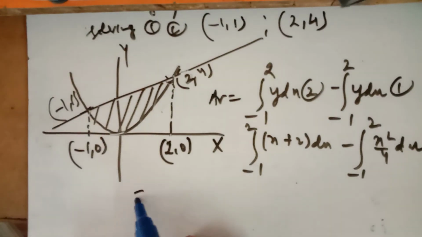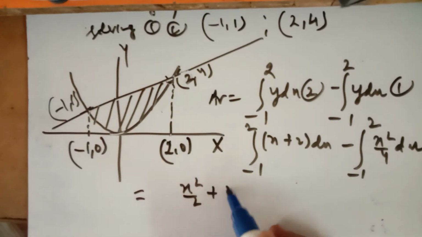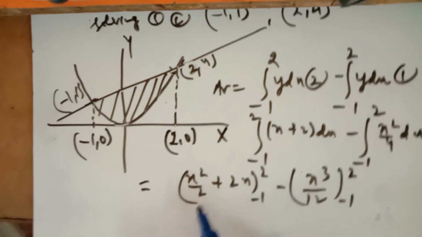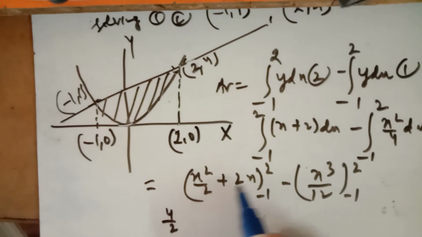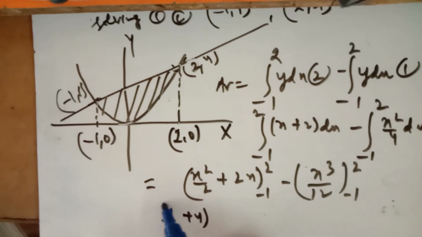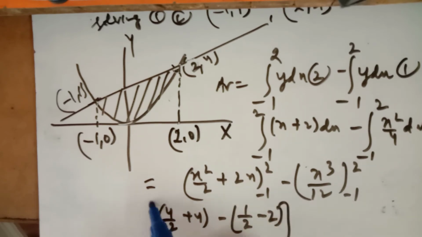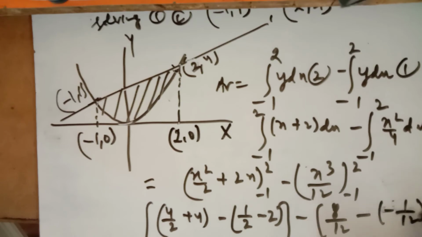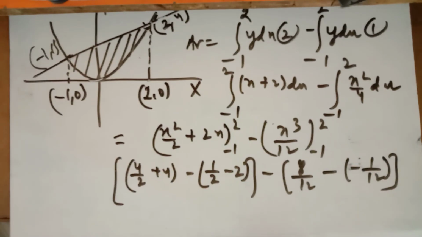So it will be x square upon 2 plus 2x from minus 1 to 2, minus x power 3 upon 3, that is 12, from minus 1 to 2. Upper limit minus lower limit: upper limit 2 square upon 2 plus 4, minus lower limit, that is 1 upon 2 minus 2. This is upper limit minus lower limit, and upper limit, that is 8 upon 12, minus lower limit, that is minus 1 upon 12. Simplify it, and you are getting this area as 9 by 2 square units.